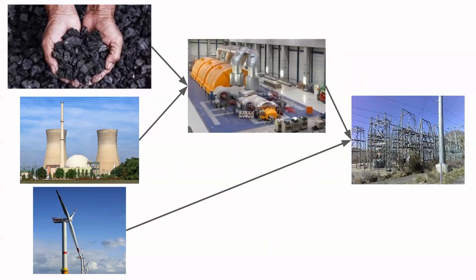Nuclear power plants generate electricity by splitting atoms in a process called nuclear fission. This releases a large amount of energy which is used to heat water and produce steam. The steam is then used to drive a turbine, which generates electricity.